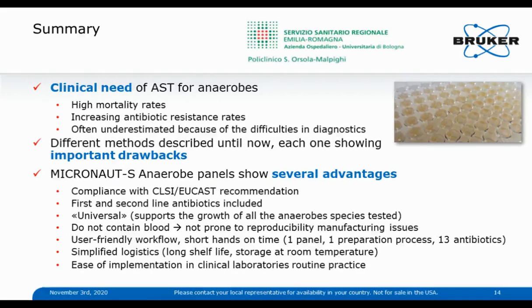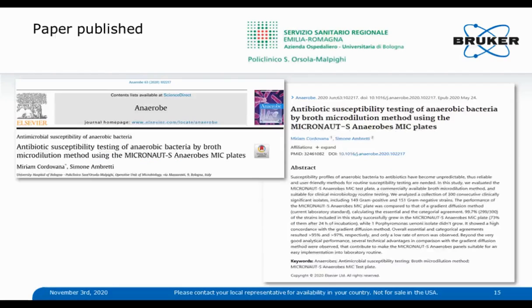In addition, the fact that the MICRONAUT Wilkins-Chalgren broth does not contain blood makes the system free from reproducibility and manufacturing issues. This fact, together with a simplified logistic, long shelf life, and storage at room temperature, results in an ease of implementation in clinical microbiology routine practice. And the method at the end combines the reliability of a reference method with the user-friendliness for operators.